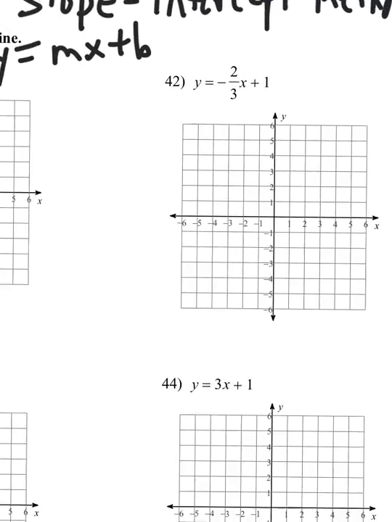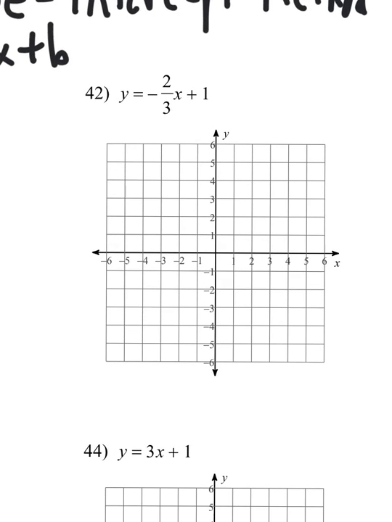So let's look at number 42 right here. We've got y equals negative 2/3 x plus 1. So this is our b. It means it crosses or has a y-intercept of positive 1. So we're going to put positive 1 on our graph. Now our slope is negative 2/3. That's what m is equal to.